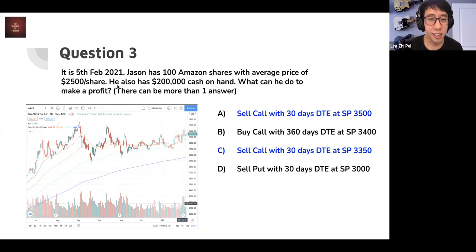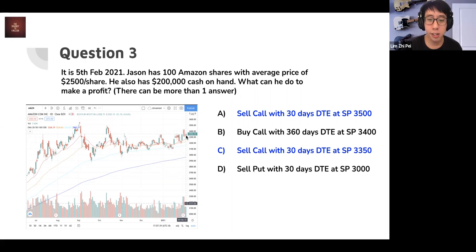Because the question is asking what can he do to make a profit. So in this case, actually it's either one, A or C. It's not A and C, because he has only 100 shares, which means he can only sell a call for one contract. So why is 3350 also okay?